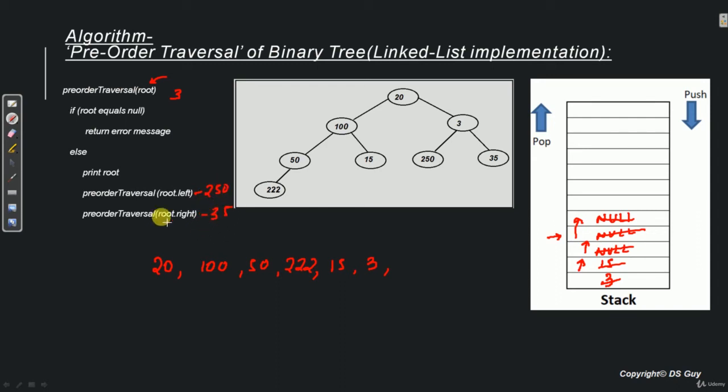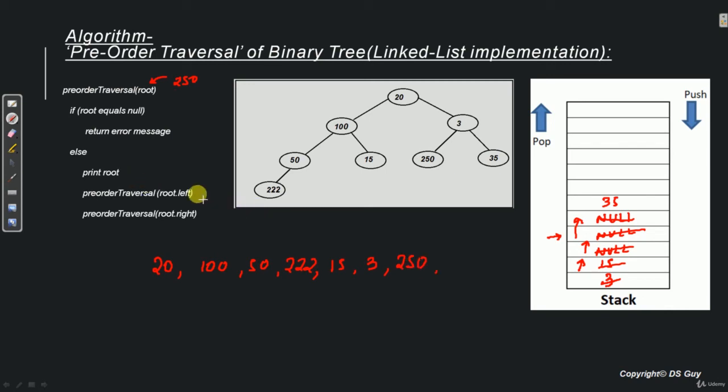So before executing this 250, it will have to push this 35 in the stack. So it pushes 35 in the stack. Now this function will again be called for parameter 250. If root equals null, return error message, no, else print root. What is root? 250. So it will print 250.